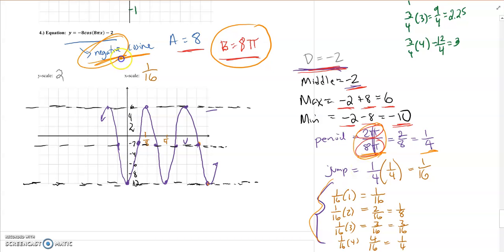Now it's a negative cosine, so a negative cosine starts at the minimum, goes to the middle, up to the maximum, back to the middle, down to the minimum. Now remember, our maximum line was at 6, and our minimum line was at -10, and our middle was at -2.